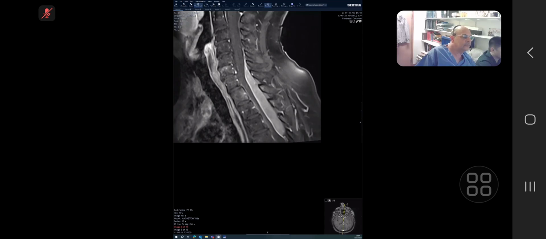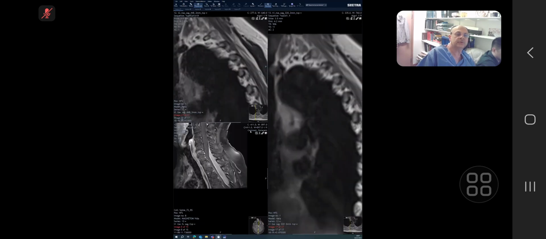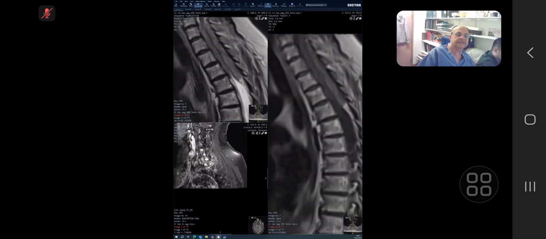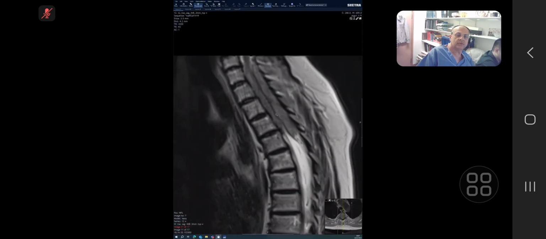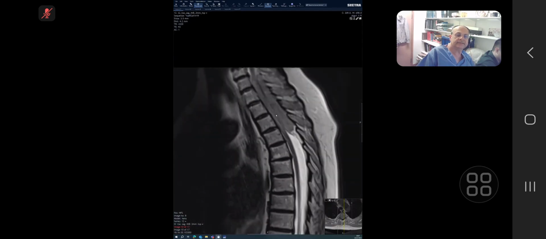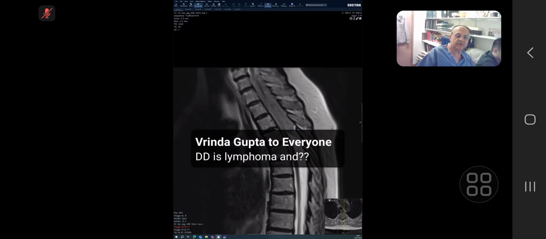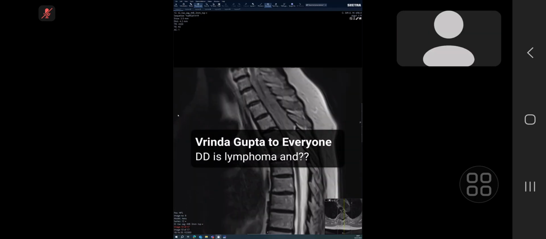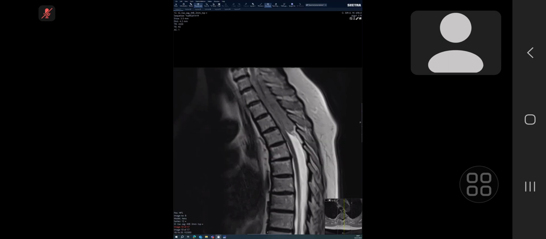And the other very important thing that you did not mention was the cord edema that this patient has got, which was visible on the previous T2 images that I was showing. Here is the T2. So if you see, there is significant compression of the cord and thoracic cord edema. Those are important things.